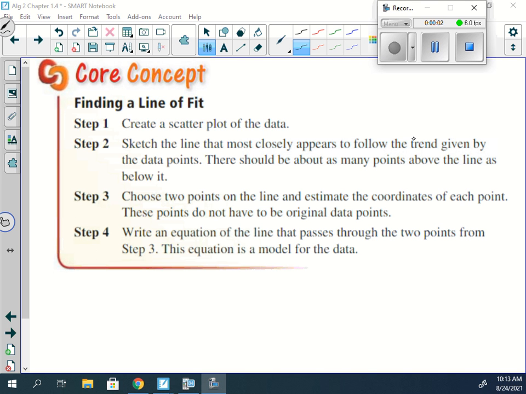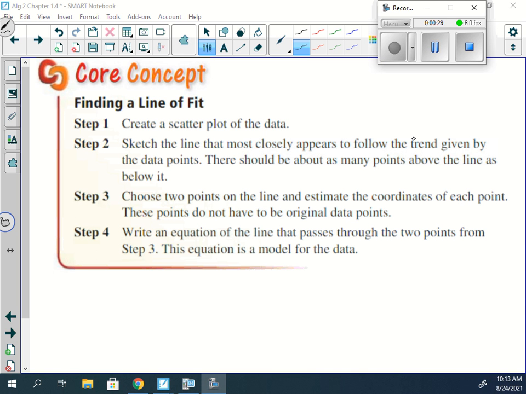So looking at this here, finding a line of fit, there are several steps that we go through. The first is to create a scatter plot of the data points. We want to plot all the points that are given to us that we're trying to find the line for. 2, sketch a line that most closely appears to follow the trend given by the data. So kind of in the middle of all the points that kind of best represents everything.